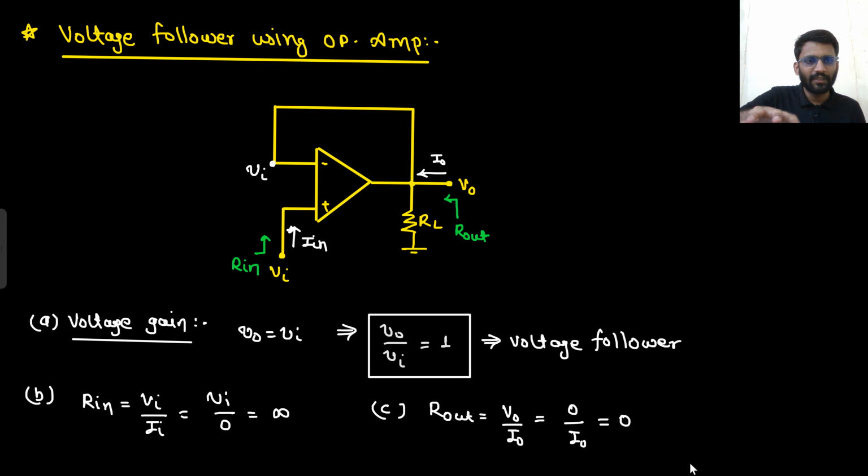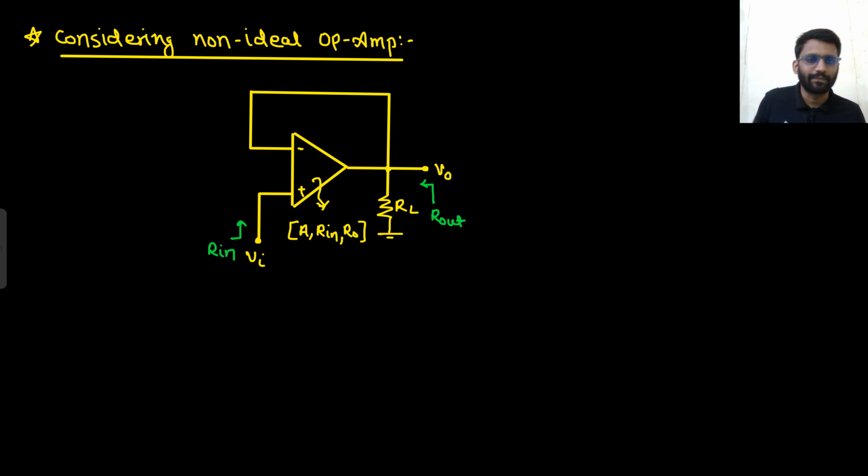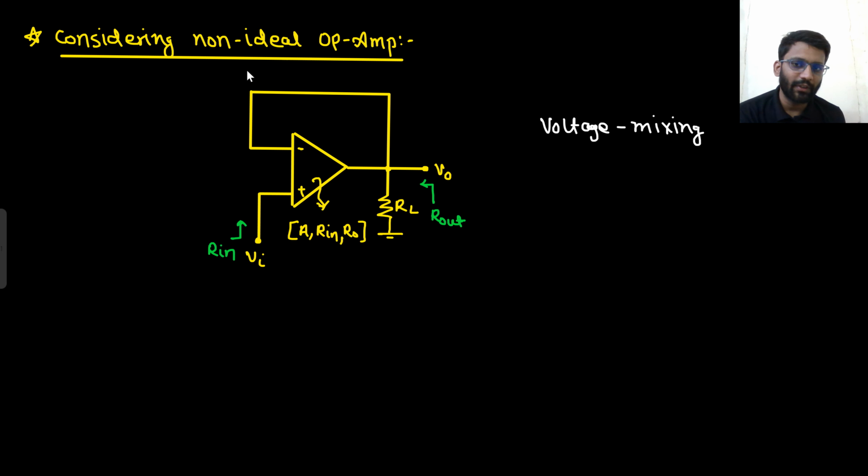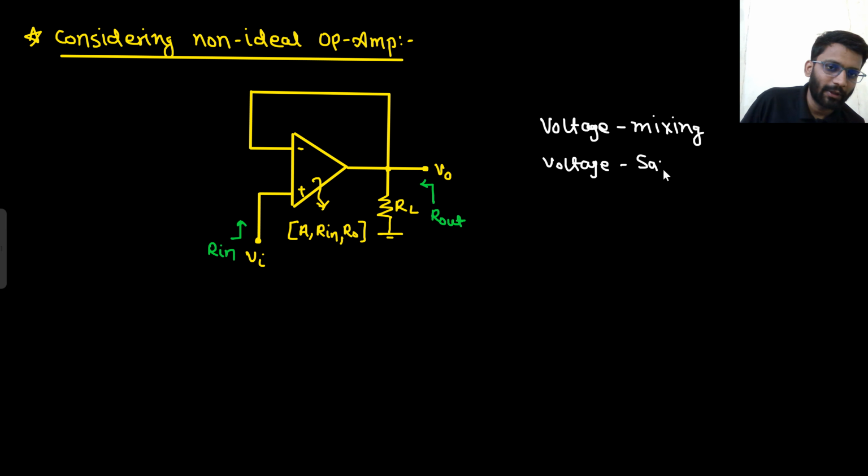Now we will do the same thing with respect to non-ideal op amp. So before analyzing the circuit, tell me what kind of feedback topology is there? Is there current mixing? No, there is voltage mixing. Certainly there is no current mixing, so there is voltage mixing. What about sampling? The voltage V naught is directly coming towards the input side. So certainly there is voltage sampling.